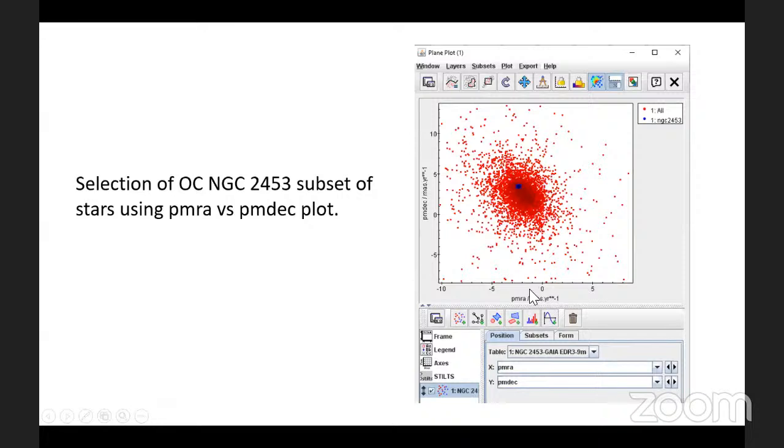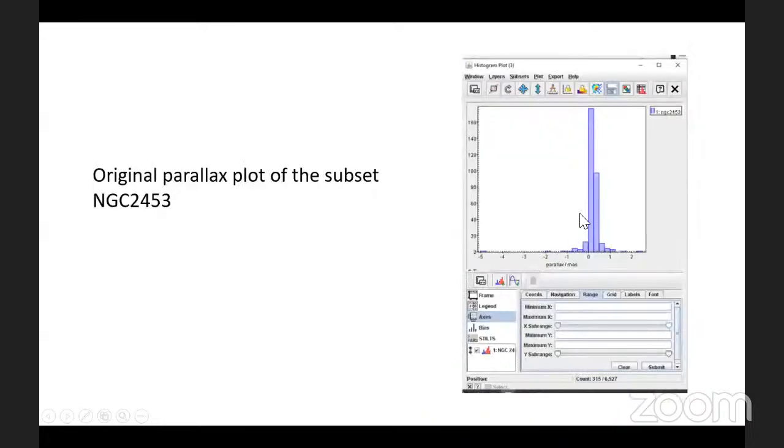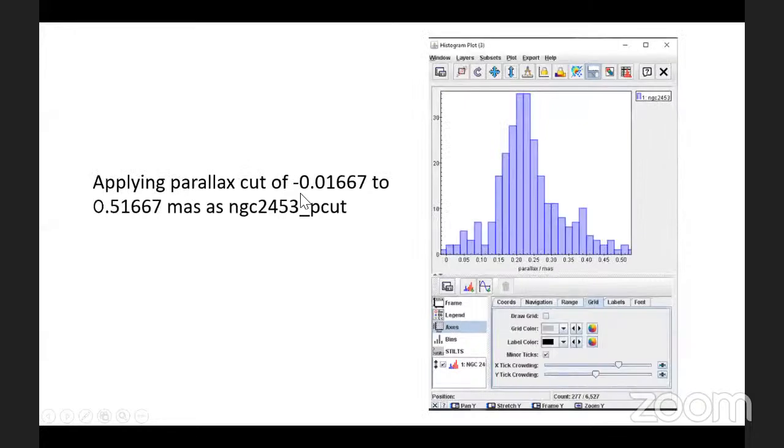So it should not be a background star cluster, right? These are not background stars. These are proper cluster stars, which have a proper motion in both RA and Dec. Going ahead to plot the parallax of the subset NGC 2453, it's a neat subset, but there are errors. So getting to parallax cuts, which will actually clean up the mess.